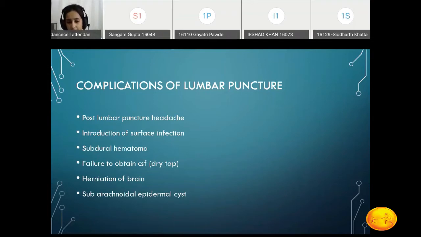Herniation of brain, we have already discussed. In case of intracranial mass lesions or raised ICT, if you perform CSF examination and drain a lot of CSF, more than 8 ml, you may cause herniation of brain into the different foramina.